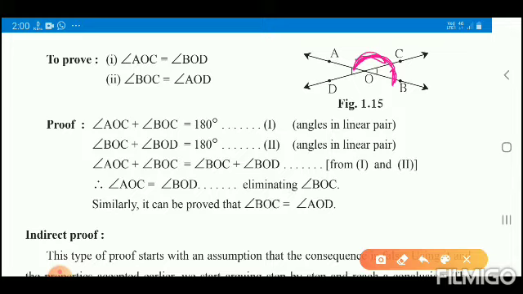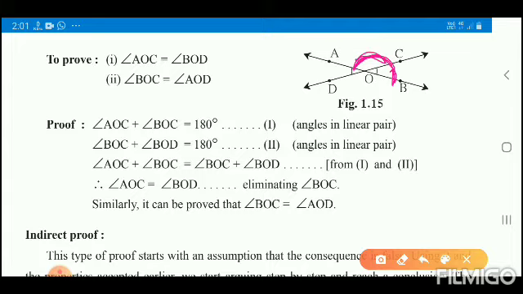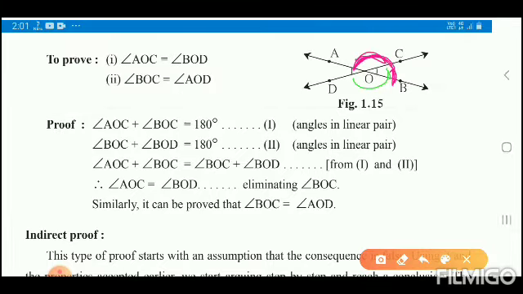Now next is angle BOC, this same angle, plus angle BOD, the nearby angle. These two angles are in linear pair. So we write the statement as equation number 2, and the reason is angles in linear pair.